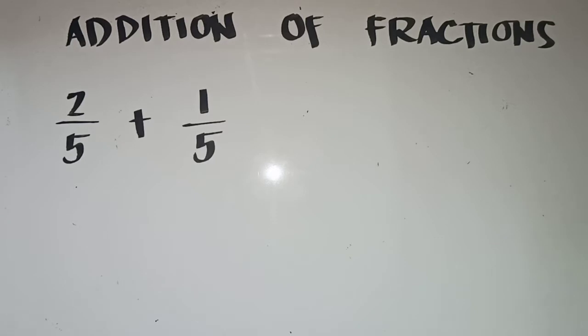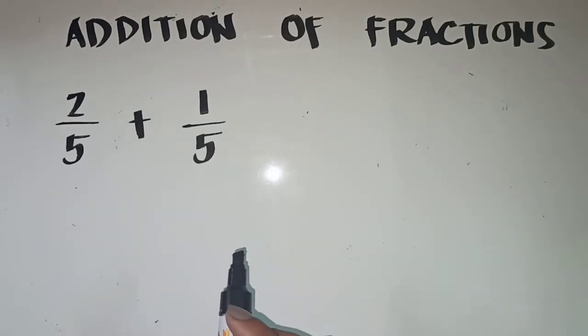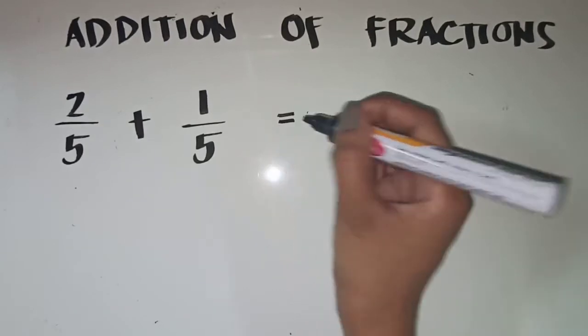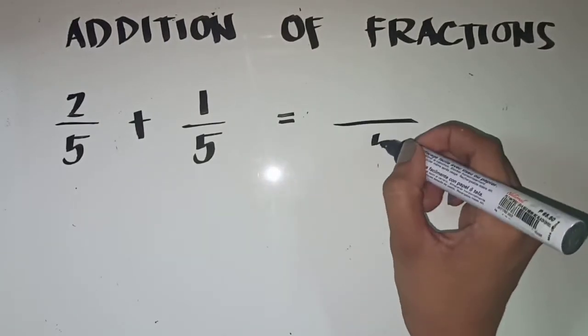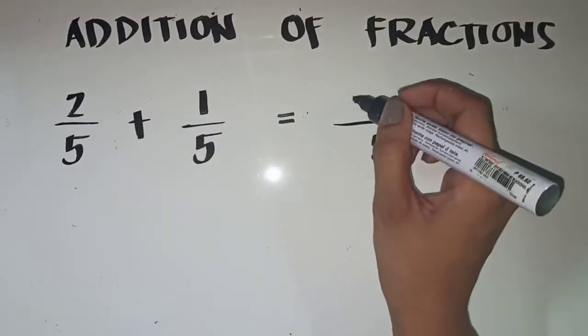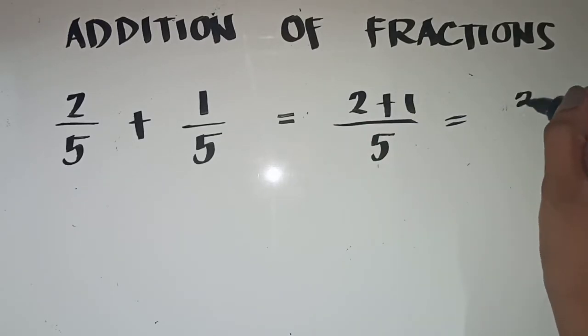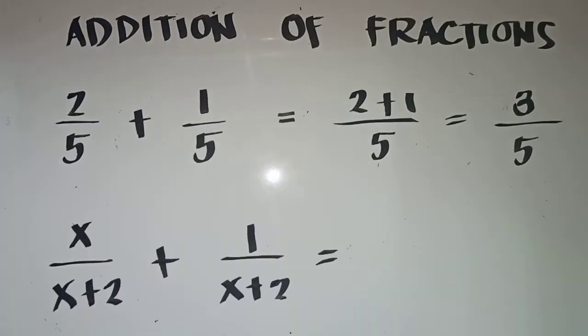So for example, kung meron akong 2 over 5 plus 1 over 5, so again, pagdating sa fraction, meron tayong similar and dissimilar. So in adding similar fractions, so when we say similar, ibig sabihin, they have the same denominator. So again, in adding similar fractions, just copy the denominator. So kapag magkatulad lang ang denominator, so just copy, then add the numerator. So we have 2 plus 1, so that is equal to 3 over 5.